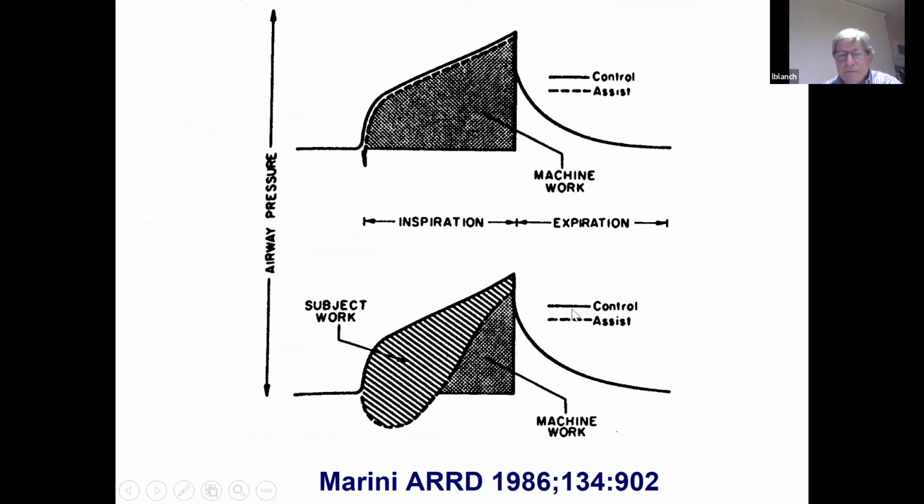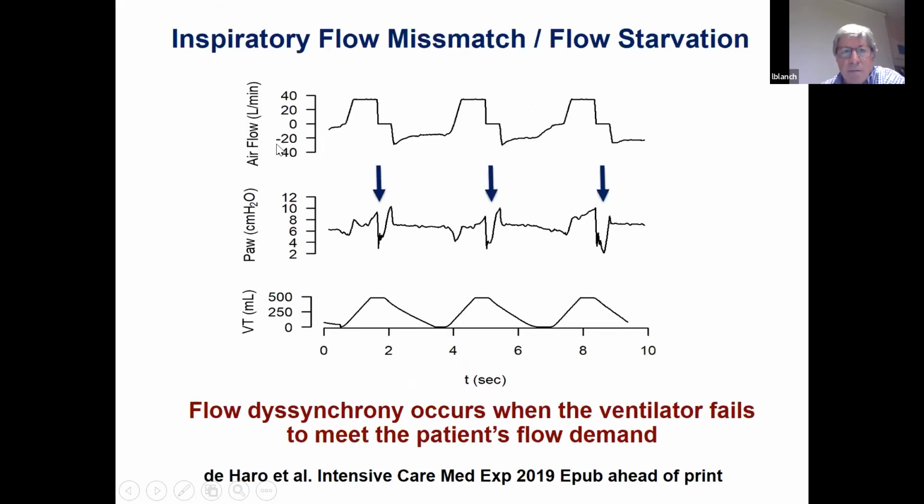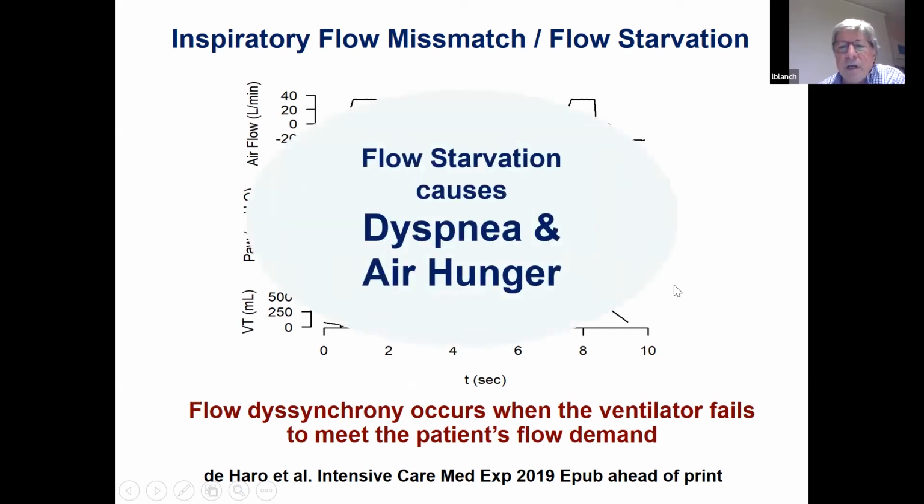To finish, high drive. Patients can be passively ventilated, so the patient is not doing anything and the respiratory muscles are completely passive, or patients can breathe, in that case exhibiting a high inspiratory effort, so the patient is doing part or all of the work of breathing. When that happens, we talk about inspiratory flow mismatch, flow starvation. In this example, the patient is doing the total work of breathing. It's a huge patient effort during the whole inspiration, and this can cause dyspnea and air hunger.